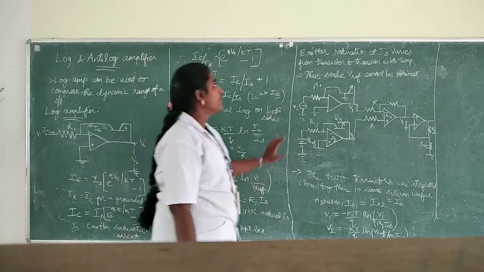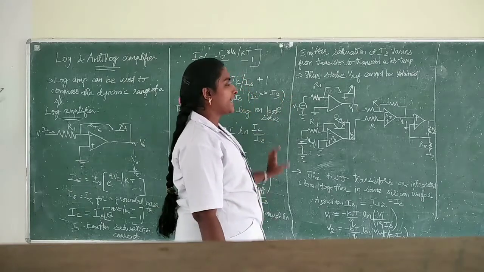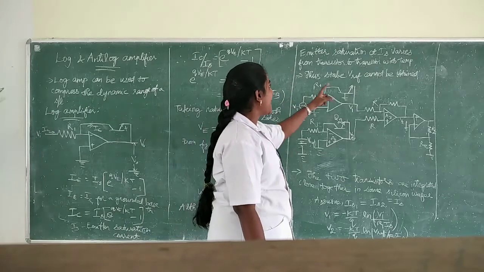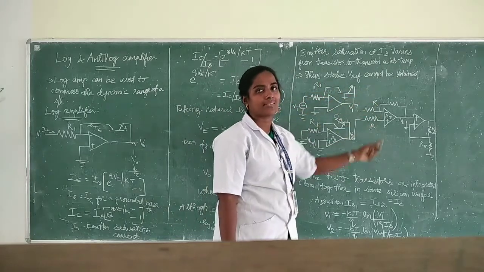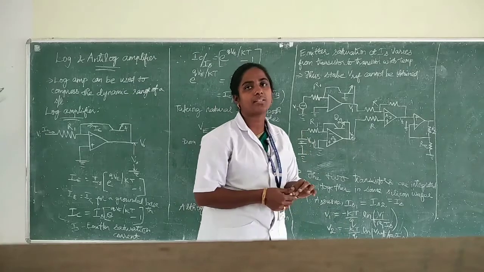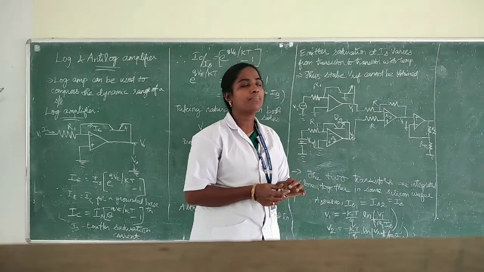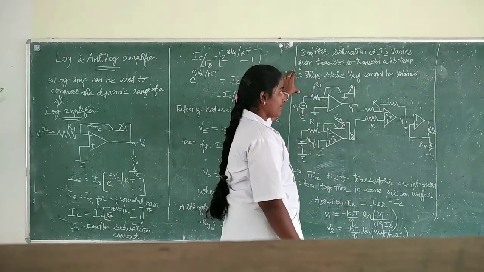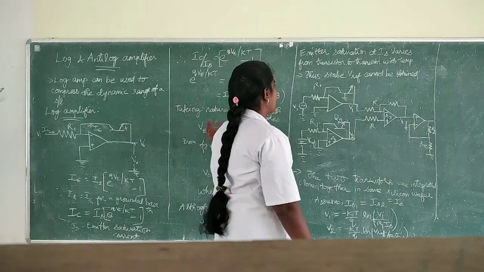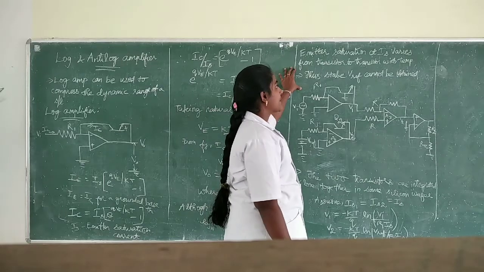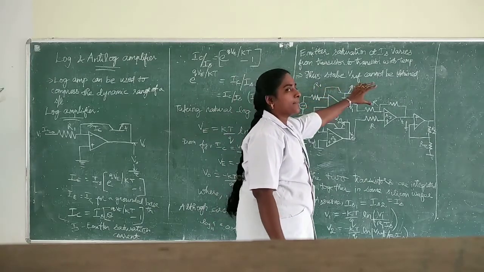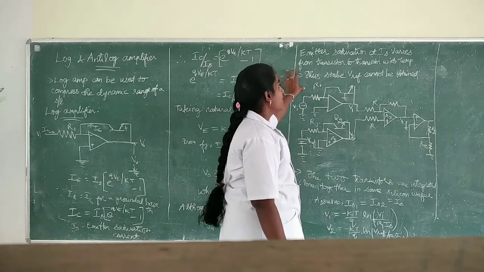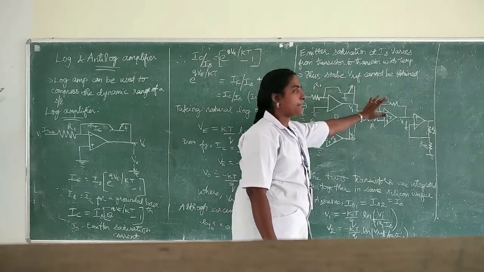Next, this emitter saturation current IS varies from transistor to transistor with temperature. This is a disadvantage of this circuit, because a stable V reference cannot be obtained, which makes the circuit unstable.